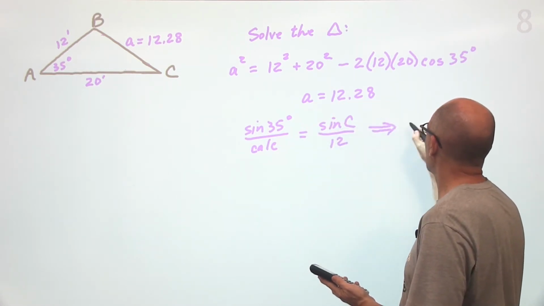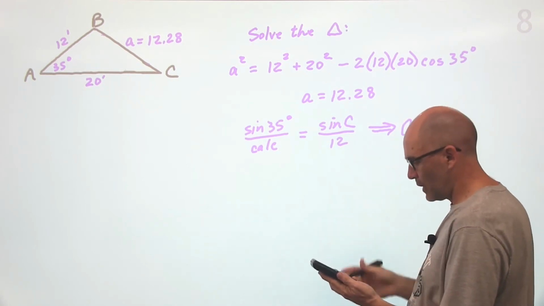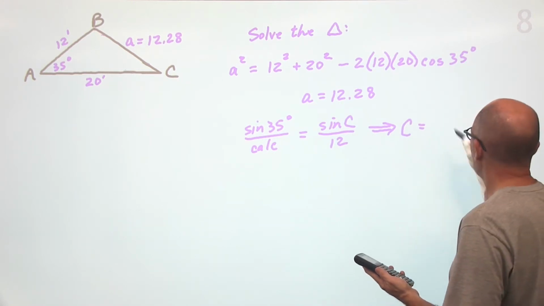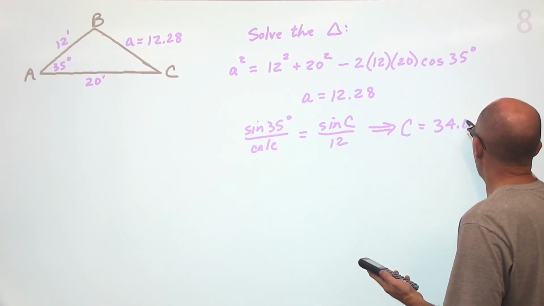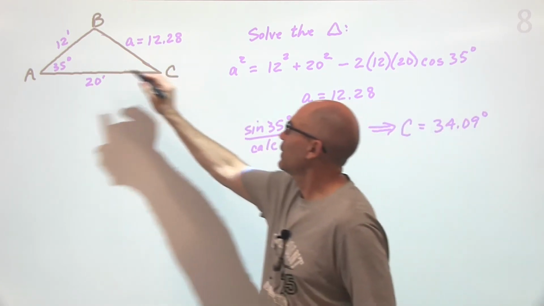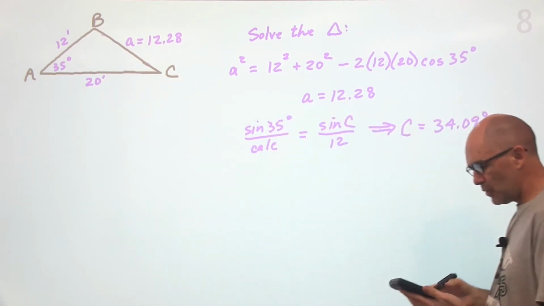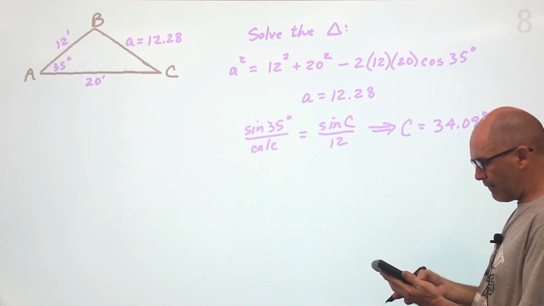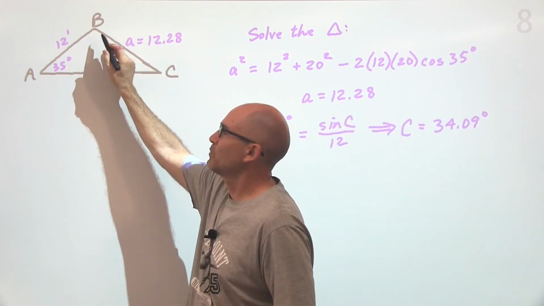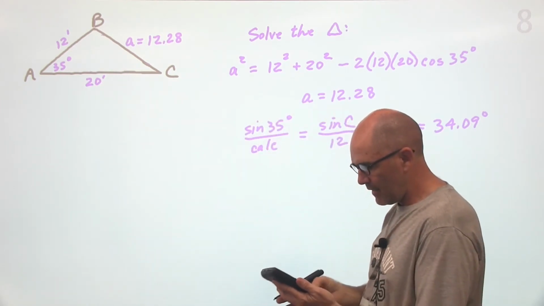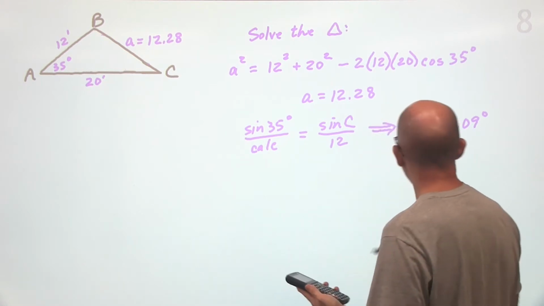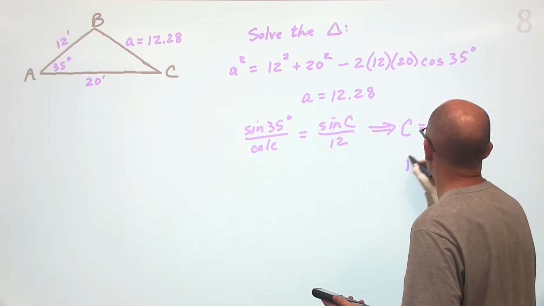So that means angle C is going to be the inverse sine of what's in my calculator. And that's 34.089 degrees. So 34.09 degrees. Once again, that looks reasonable with this triangle. Now what I'm going to do is add 35 to that. And now I have the two angles. All I do is subtract what's in my calculator from 180, and I end up with 110.9 degrees for angle B.